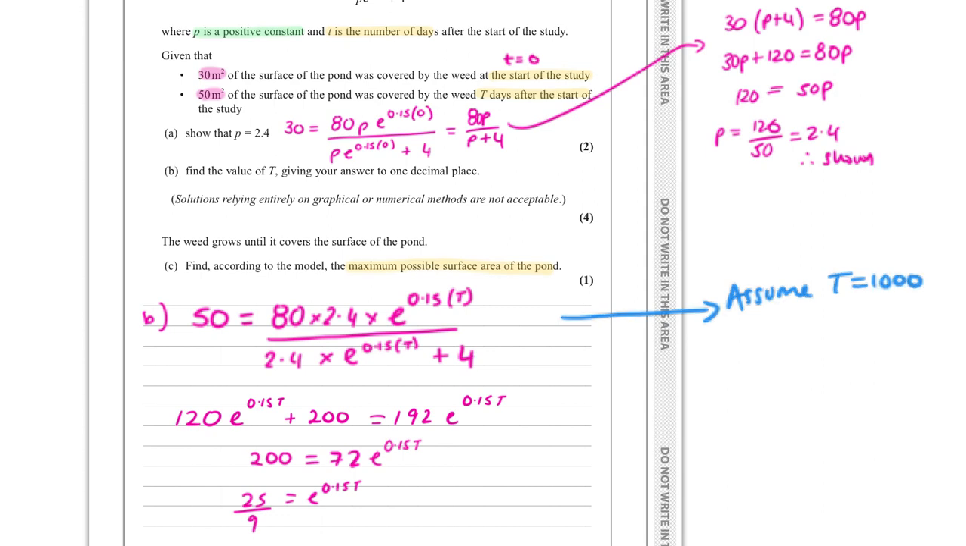Okay. What happens when t equals 1,000? Well, actually, what you find is you get e to the power of 0.15 times 1,000 is a really large number.